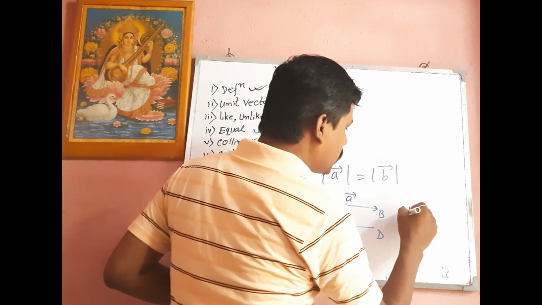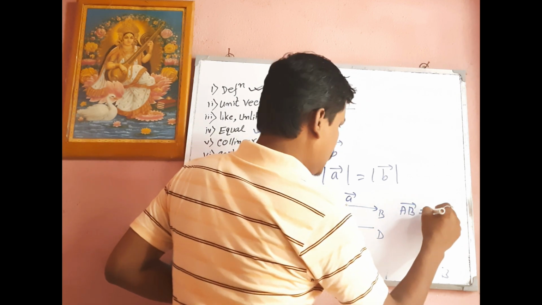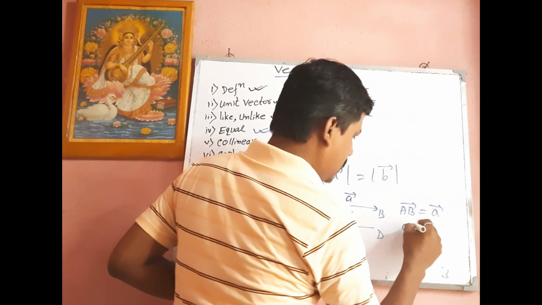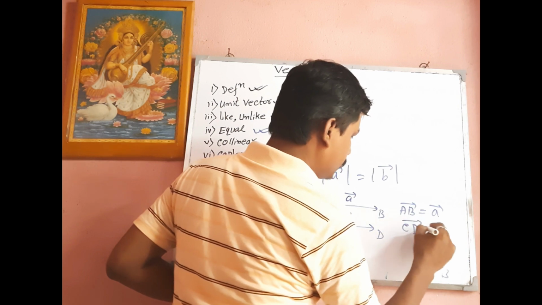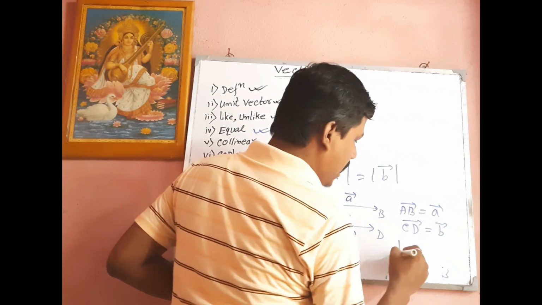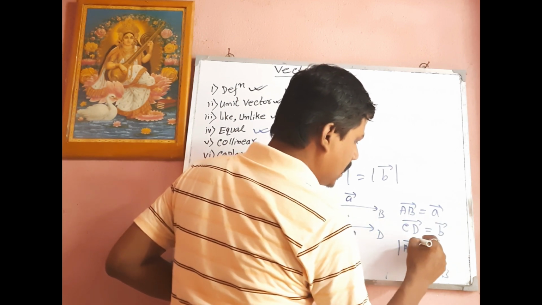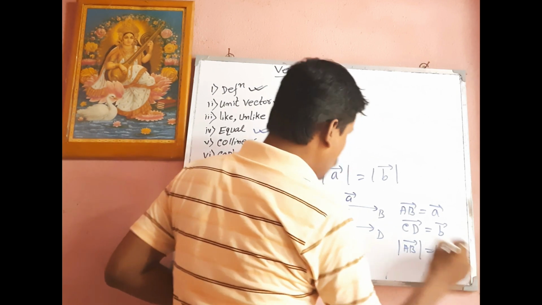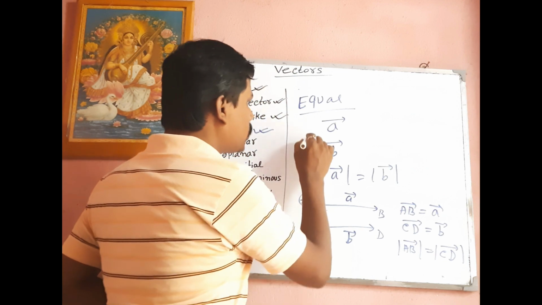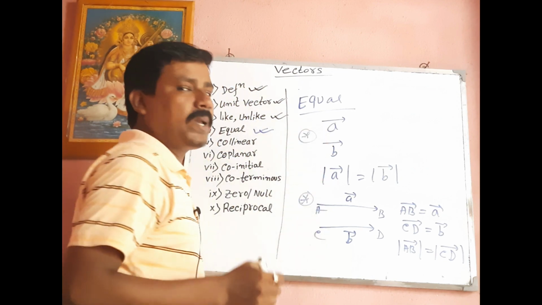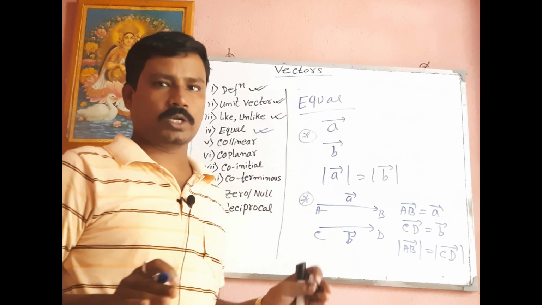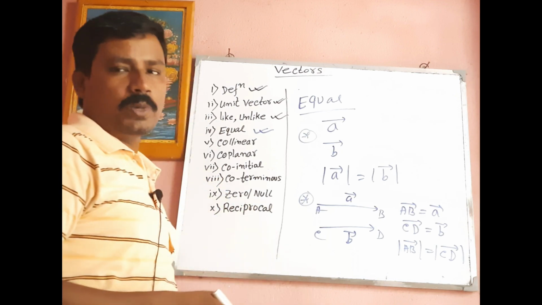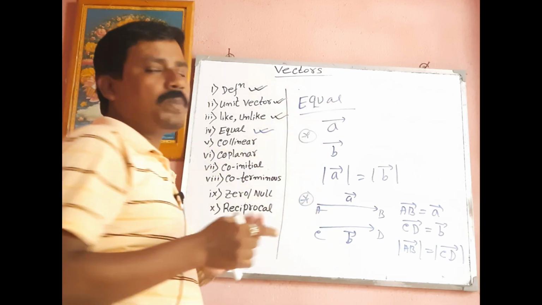So AB is equal to A vector, CD is equal to B vector, and mod of AB is equal to mod of CD. So this is the two types of example about the equal vectors. So this is the complete of equal vector part.